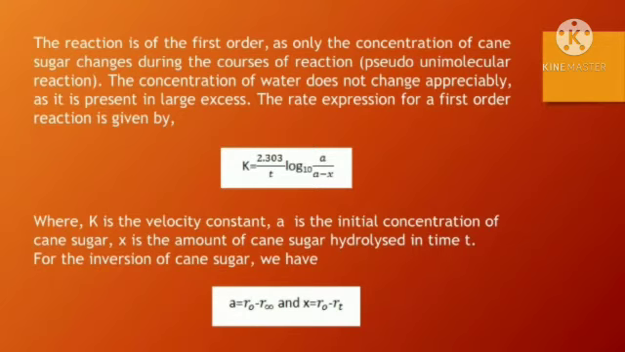The rate expression for a first order reaction is given by k is equal to 2.303 upon t log to the base 10 of a upon (a minus x), where k is the velocity constant, a is the initial concentration of cane sugar, and x is the amount of cane sugar hydrolyzed in time t. For the inversion of cane sugar, we have a is equal to R0 minus R infinity and x is equal to R0 minus Rt.